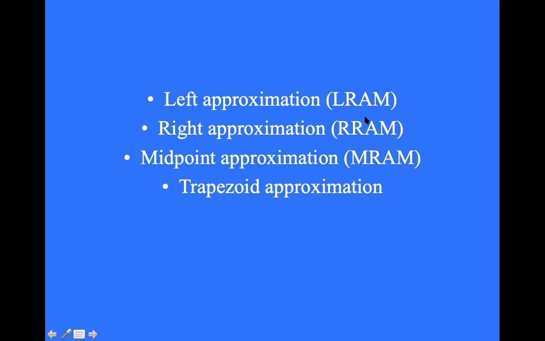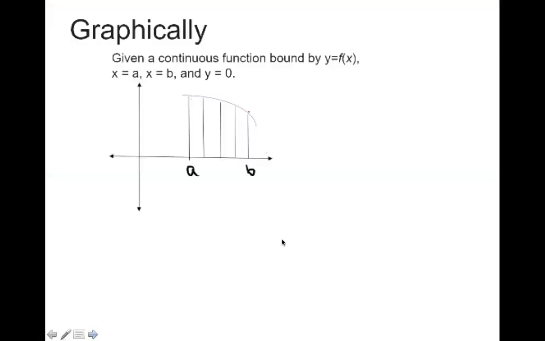So if you're wondering what these letters actually stand for, LRAM is left rectangle approximation method. RRAM is right rectangle approximation method. MRAM is the midpoint of a rectangle approximation method, and so forth. All right, so let's get started.